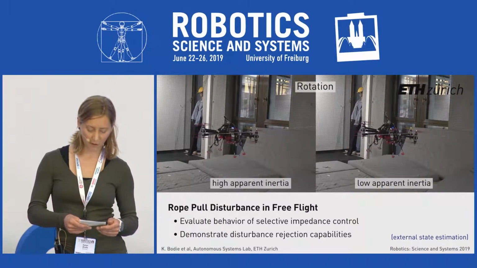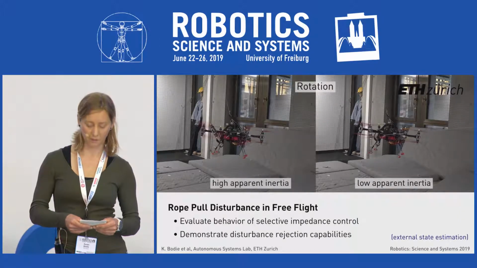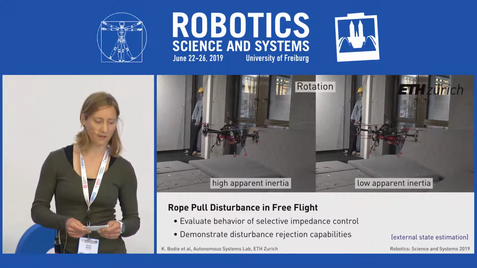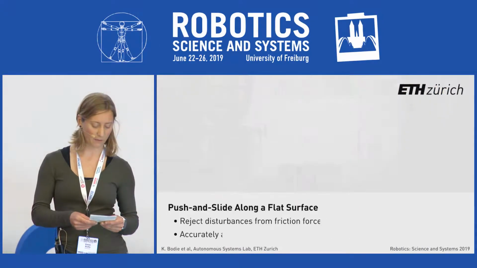Our first experiment demonstrates the behavior of the selective impedance control, with compliance acting on a select axis. We introduce a disturbance by pulling on a rope connected to the system's end effector. This is done with external motion capture state estimation.